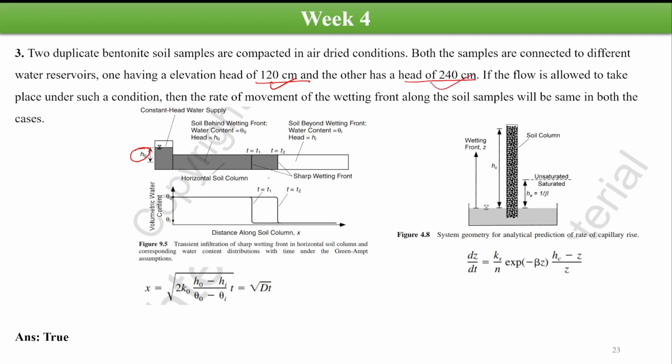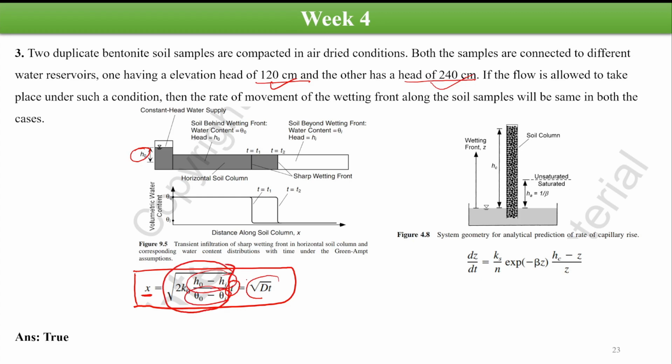So it is asked whether the rate of movement of the wetting front will be the same for both or different. If we see by the formula, the distance covered by the wetting front after a certain amount of time t will be equal to 2 times the square root of k naught (h naught minus h i) upon (theta naught minus theta i), times t.